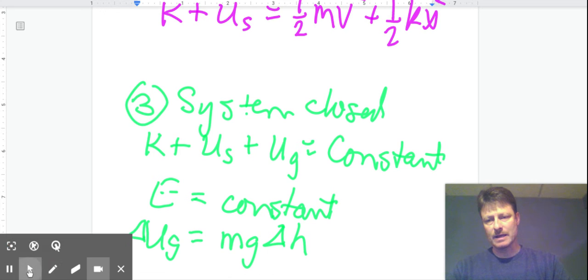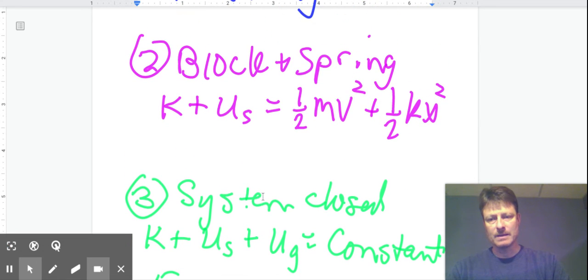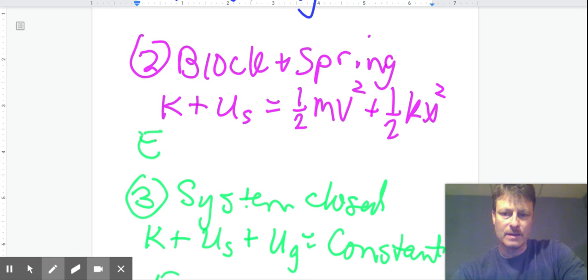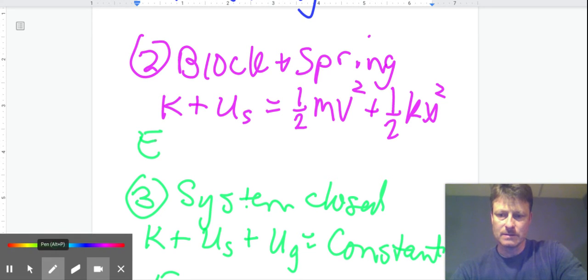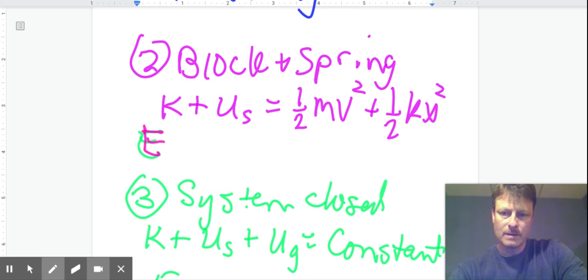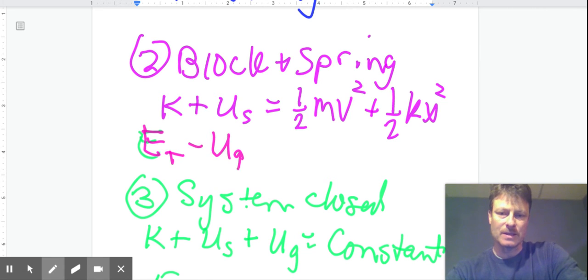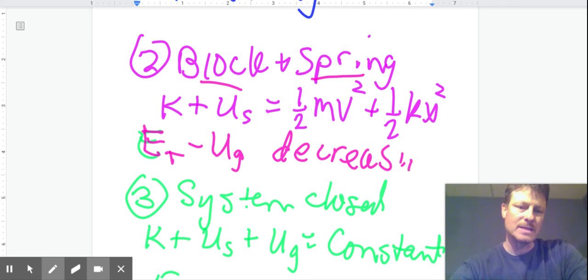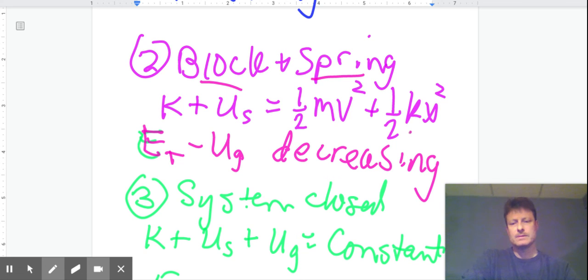So it makes sense to me that we take a look at these three different systems. For the block and the spring, this is going to be the total energy minus the gravitational potential energy, because we don't have any gravitational potential energy in it. As a result, with the block and the spring, we have to say that that part of the system has decreasing energy.